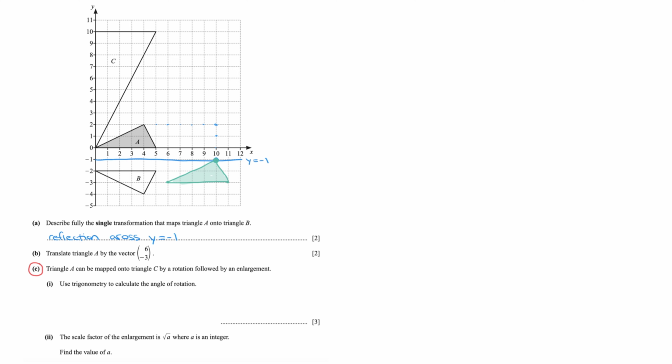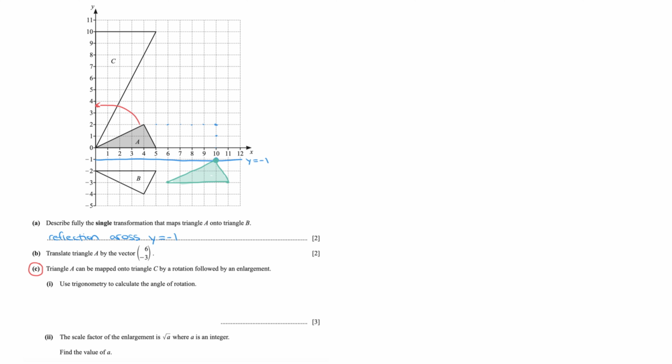There we go. Now I move on to the question of interest, which is, I believe, why one of you sent me this question. So that's question C. In question C, we're told triangle A can be mapped onto triangle C by a rotation followed by an enlargement. And the first thing we need to do here is use trigonometry to calculate the angle of rotation. Okay, well, looking at triangle A and triangle C, it's clear that to get from triangle A to triangle C, there's definitely been a rotation, and the center of rotation is the origin right here.